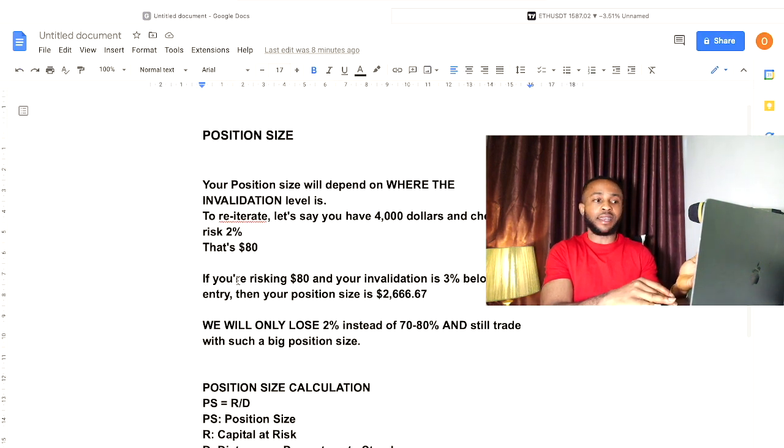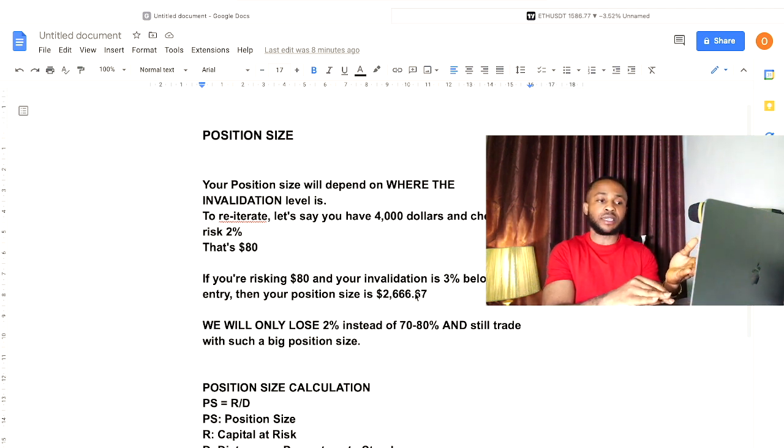Just like I said earlier, if you're risking 2% and your invalidation is 3% below your entry, now you understand what I mean by my invalidation being 3% below my entry. Okay, you know where my entry is, and then the invalidation below, which is 3%. Then my position size is 2,666.67. That is what we are trying to get.